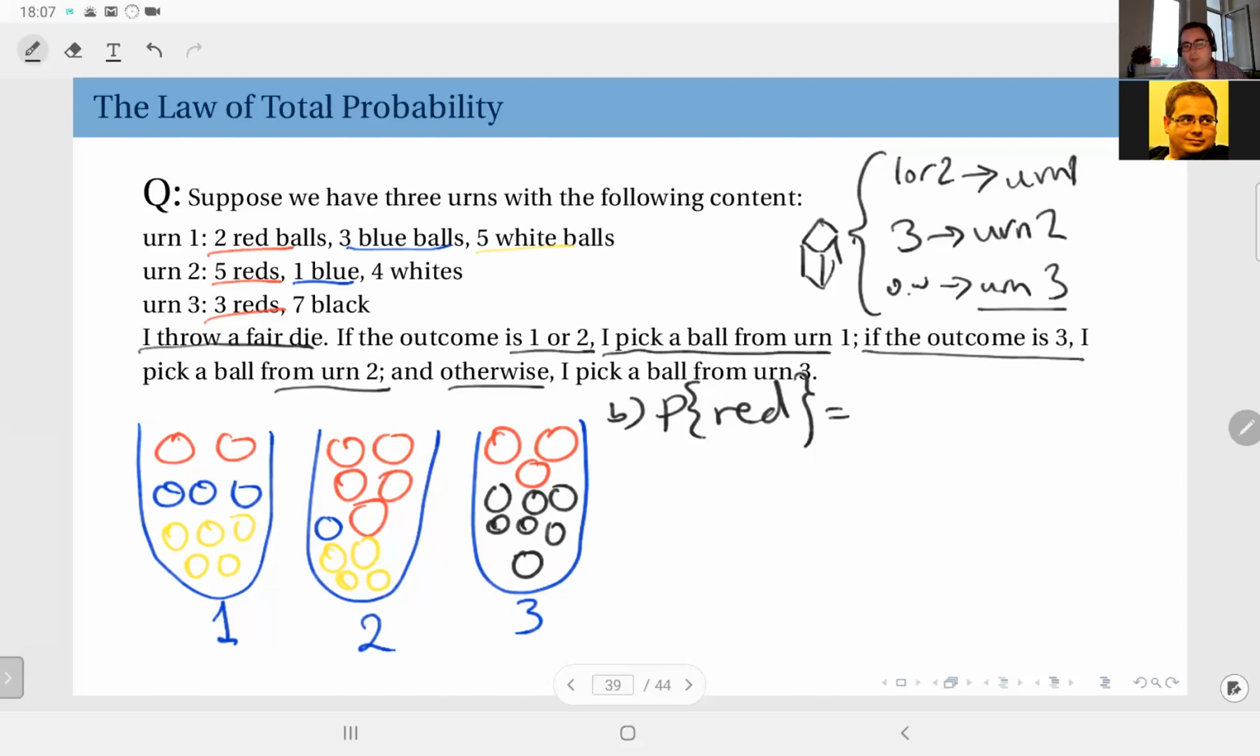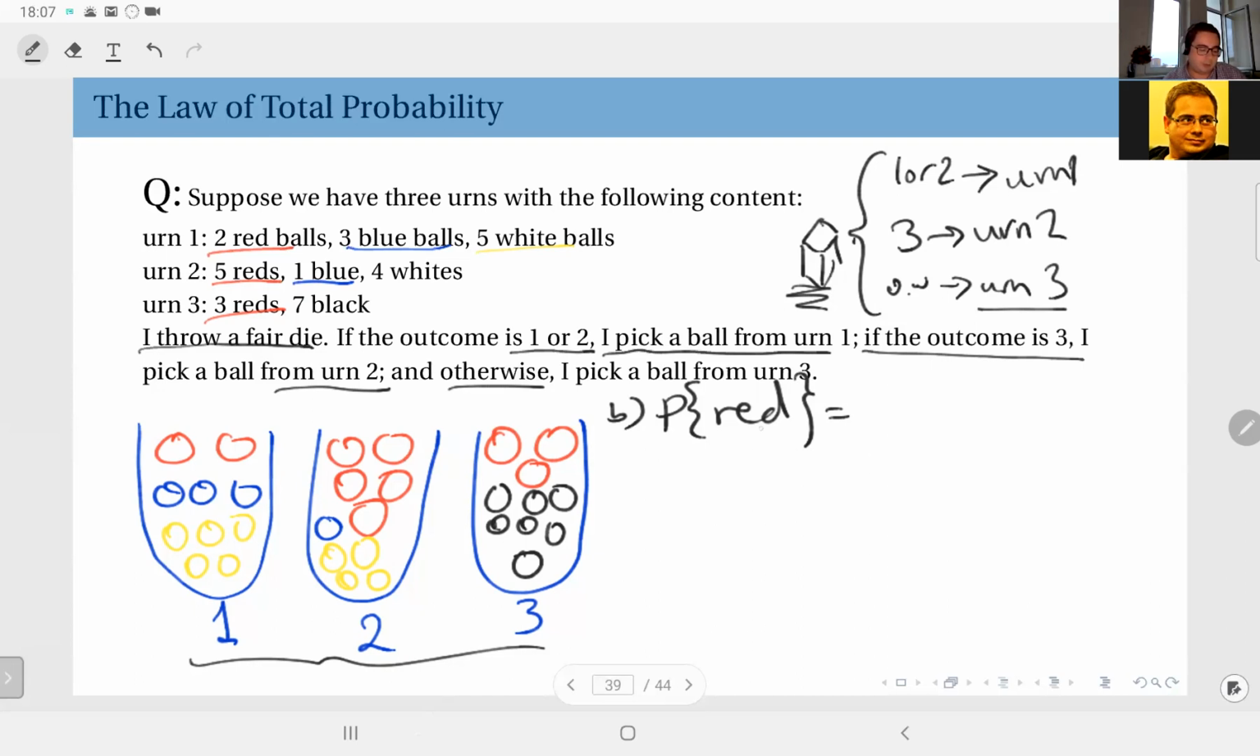But at this point, I can use the law of total probability. To be able to use the law of total probability, you have to have a partition of the sample space. And in this case, my sample space will be the outcome of the die, 1, 2, 3, 4, 5, 6. And that in turn gives me the selection of the urn. So the urns will be urn 1, urn 2, urn 3.